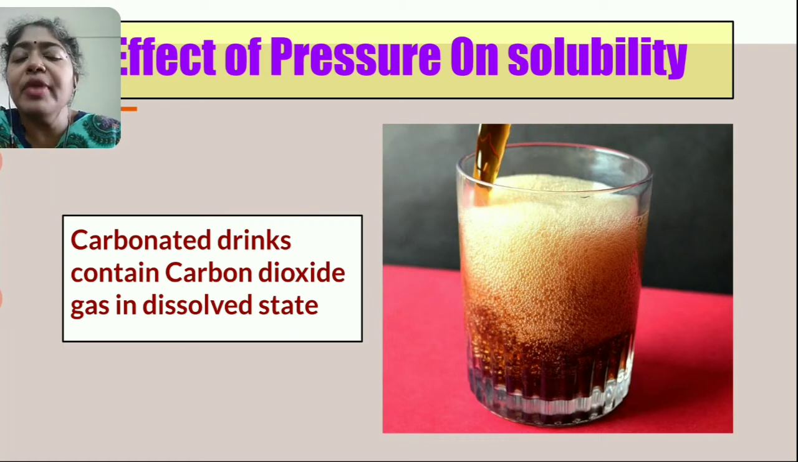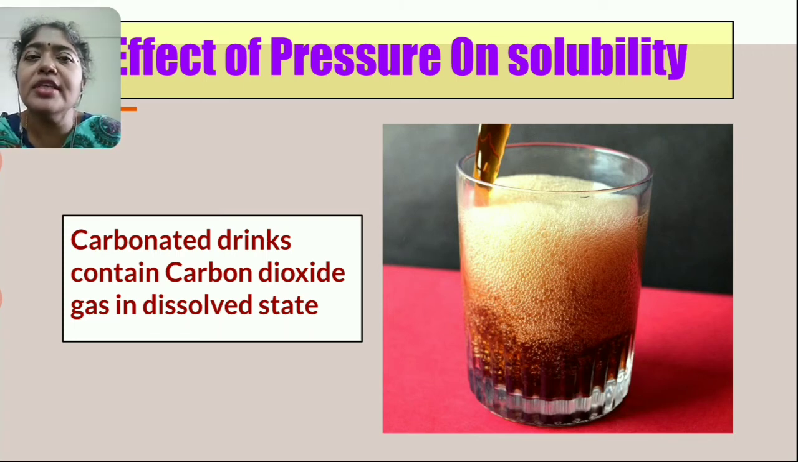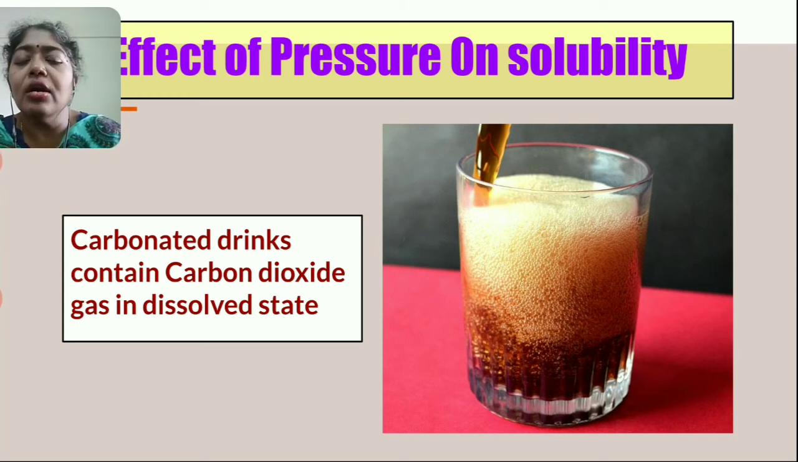Yes, this can be explained on the basis of the third factor that affects solubility, which is pressure. The carbonated drinks generally contain carbon dioxide gas in the dissolved state. Now, as we know, carbon dioxide is sparingly soluble in water. But how come the soft drinks have so much carbon dioxide in them? The reason is that it has been made to dissolve in that drink under tremendous pressure. The moment you release the cap of the cool drink bottle, you see that the carbon dioxide gas just oozes out, or gushes out, right?